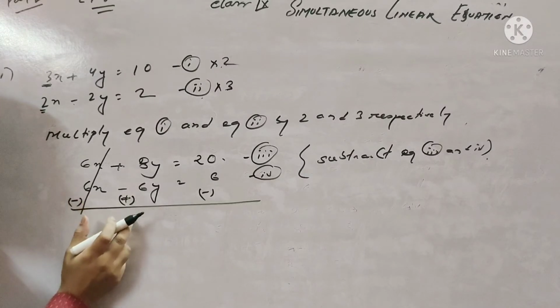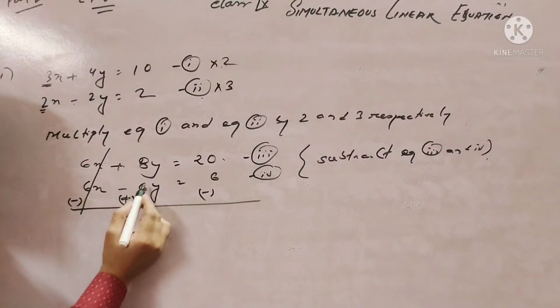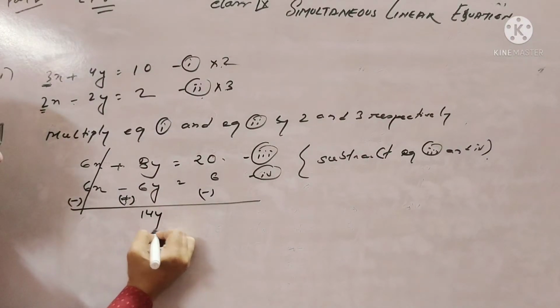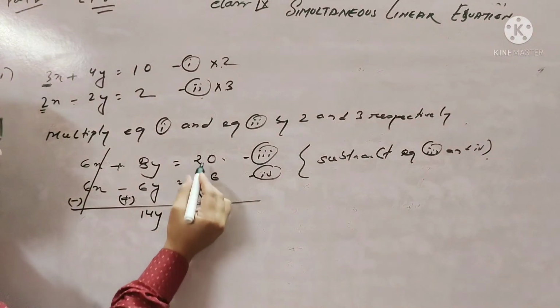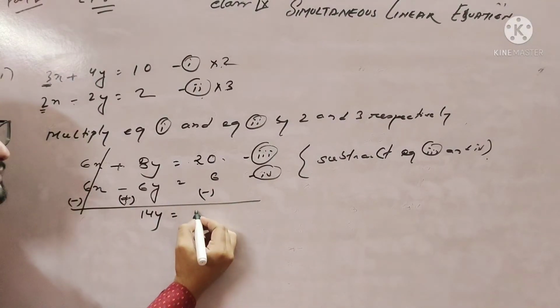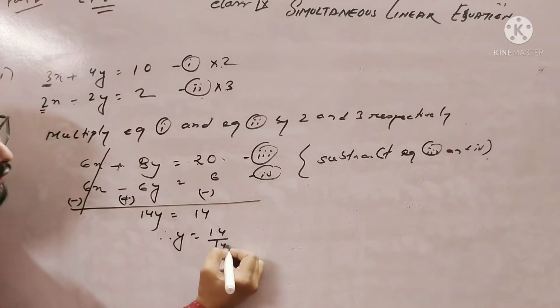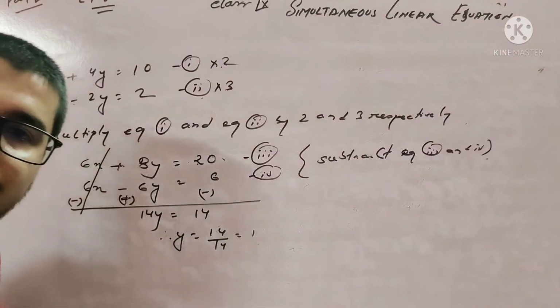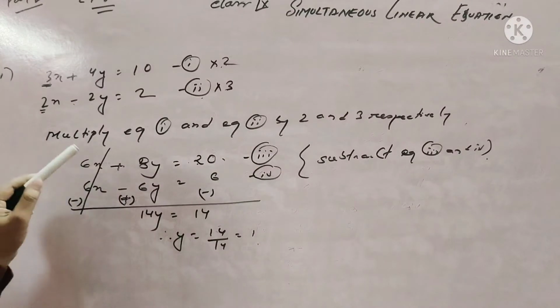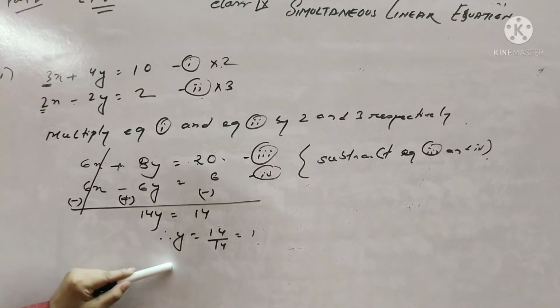This is the original sign of the 6y, which is minus, so it becomes plus. So 6 plus 8 is 14y equals 20 minus 6, that is 14. Therefore the value of y is 14 by 14, that is 1. How? Because you remove one variable, and automatically you get the other variable's answer. Okay, you get the value of y.